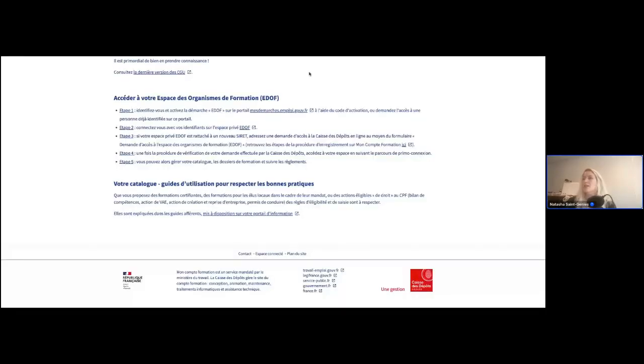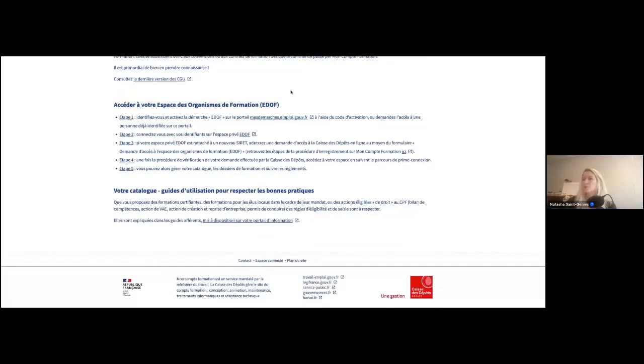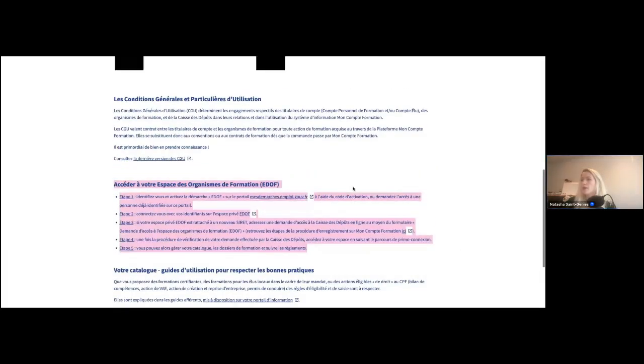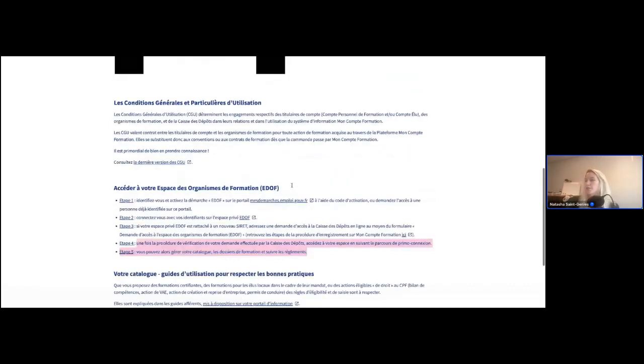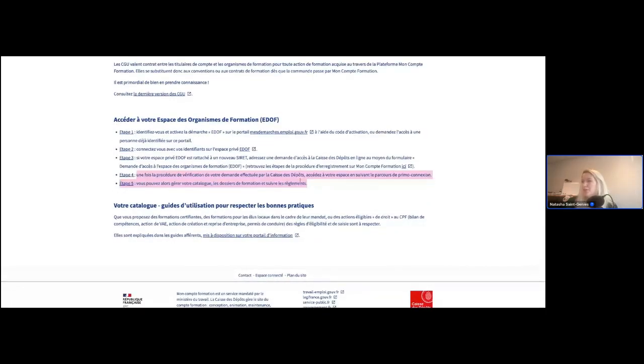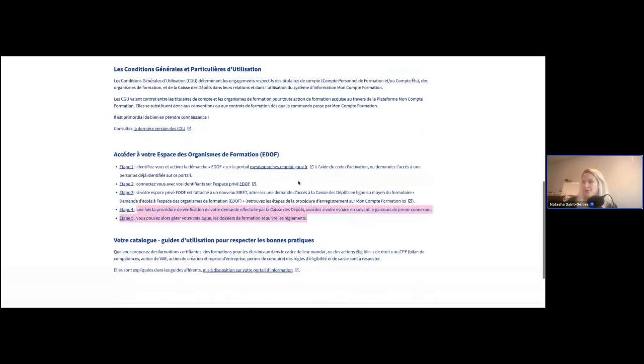Let's take you over to EDOF. Okay, so here we are on the website. So you've got the steps here about how it works. You can make your account before you've done your Qualiopi audit. It just won't be activated until you're registered everywhere. But you can create the account. Why not do it now and get it out of the way, and then once everything is active, you've got one less thing to worry about.